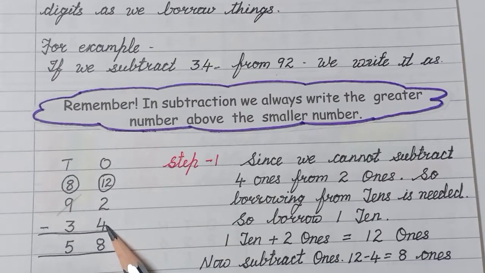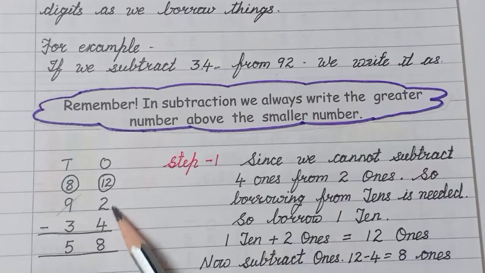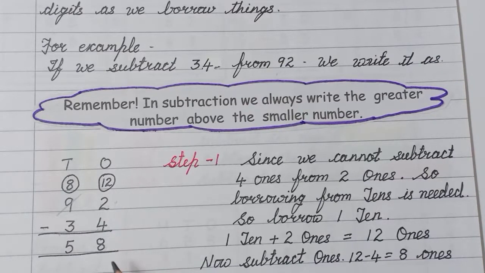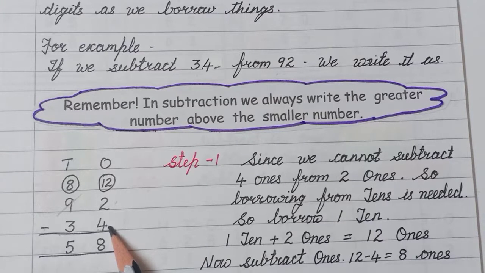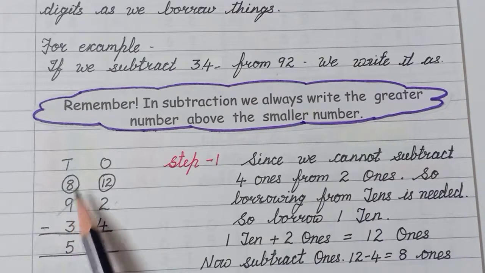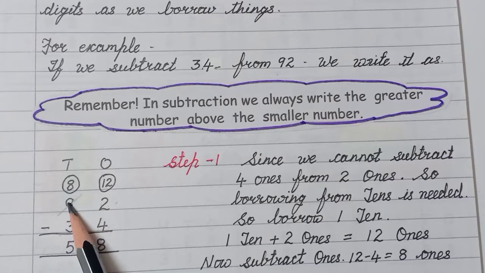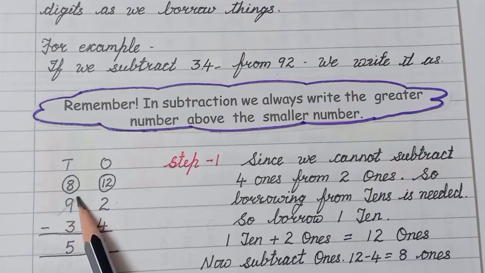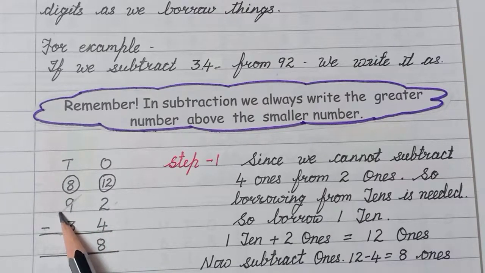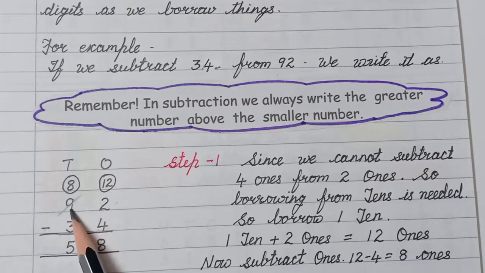Now we cannot subtract 4 ones from 2 ones because 4 is greater, 2 is small. So borrowing from tens is needed. This is the tens number, that is 9. So borrow 1 ten from here. So that is why I have put a cross. I have 9, means this is 90, 9 tens.